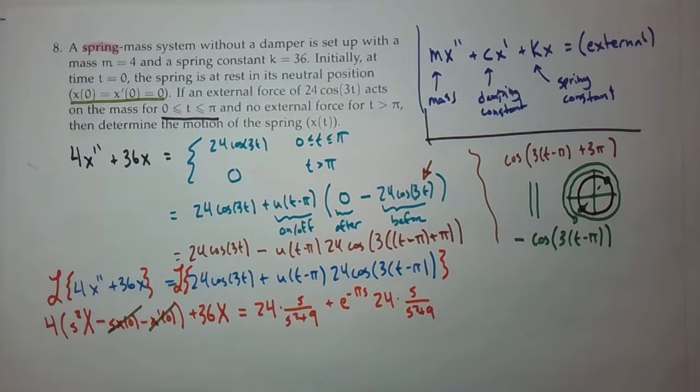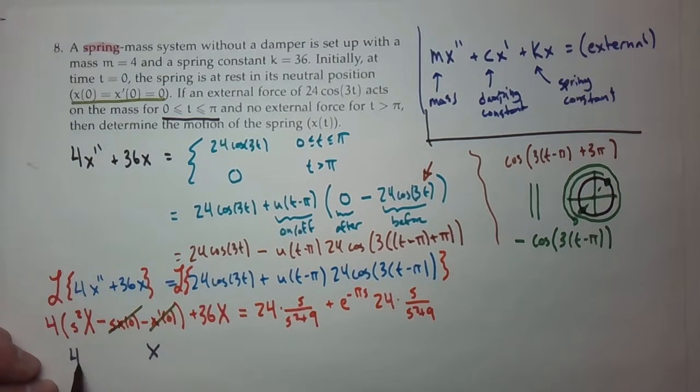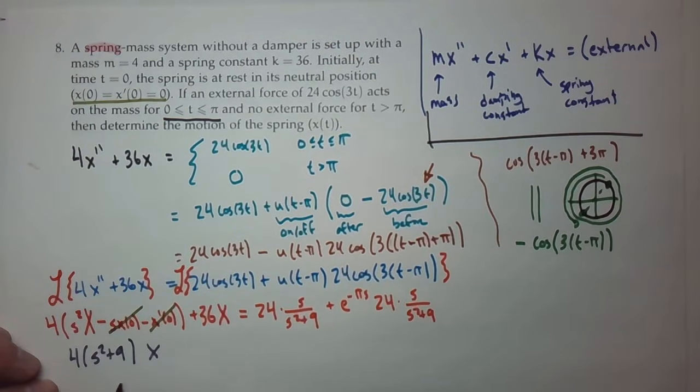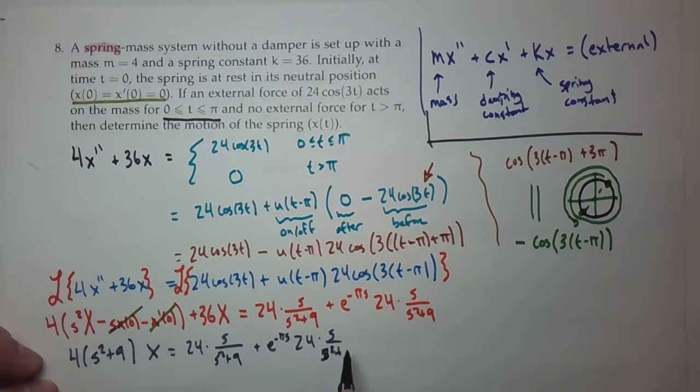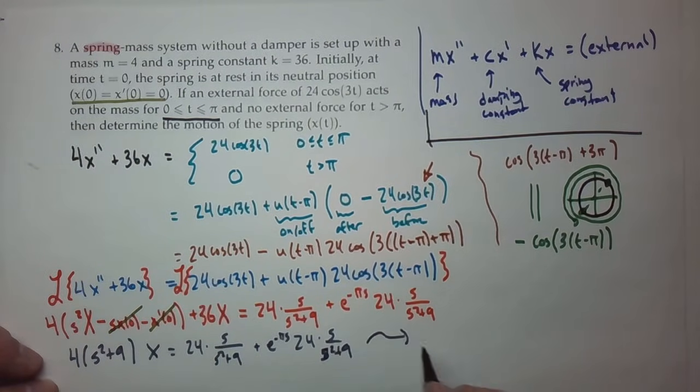Cool. So, we are almost there. Well, this makes the left-hand side pretty straightforward. You can pull an x out. You can also pull a 4 out. So you have 4 times s squared plus 9 times x equals, on the other side, 24 s over s squared plus 9 plus e to the minus pi s times 24 s over s squared plus 9, which tells us, because we're running out of space, it's trying to get us to our answer quickly, divide.